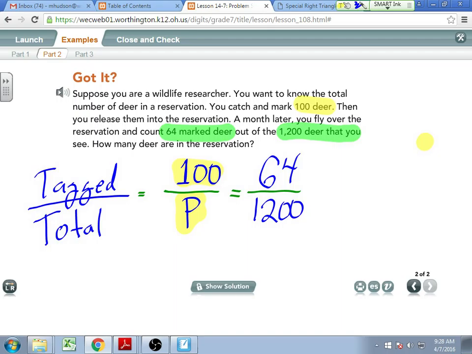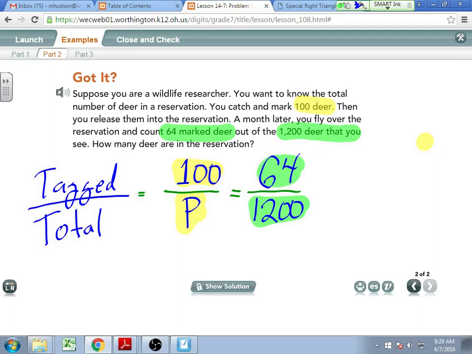Then when I fly over that same area, let's say we tag their ears with like a bright orange tag, I can see it from the plane above. When I fly over that area, I see that there are still 64 deer that I see with tags, and the total deer that I saw that day was 1,200. Maybe I had like a computer helping me out or something. That's a lot of deer to count. So I still have 100 over P is tagged over total. 64 over 1,200, that's tagged over total. Any questions on why we set up our proportion like this?